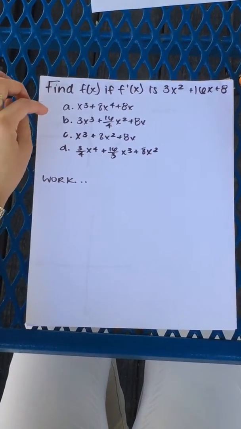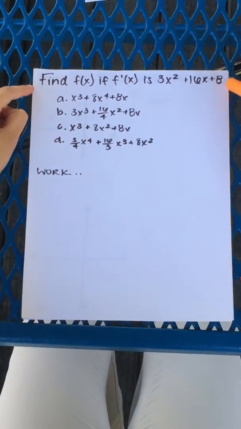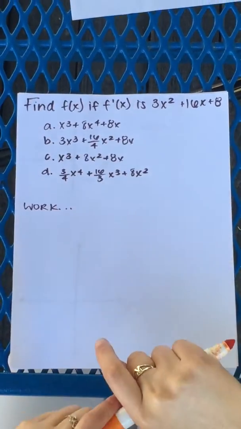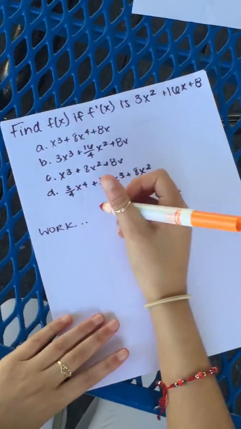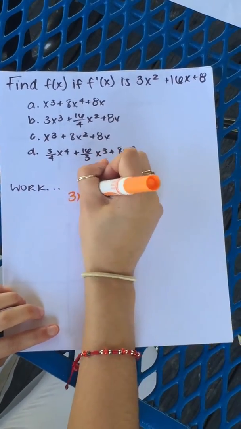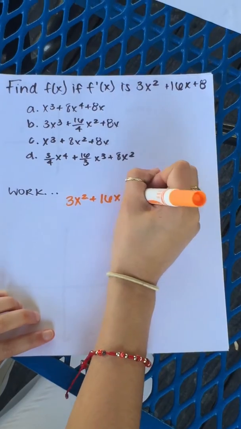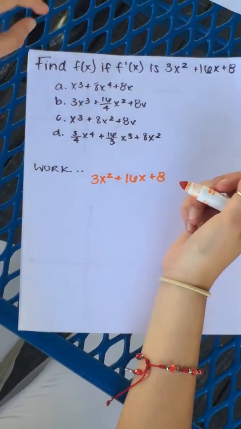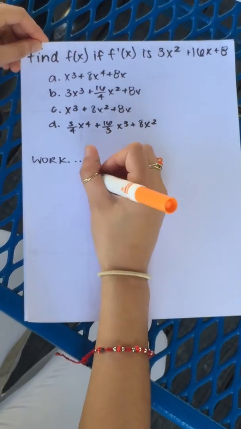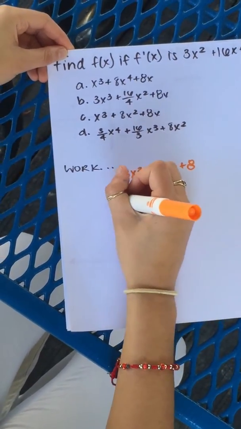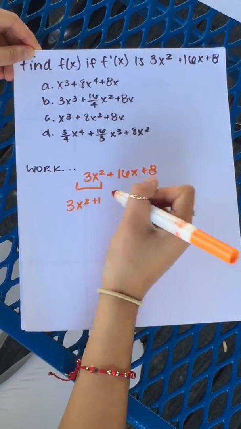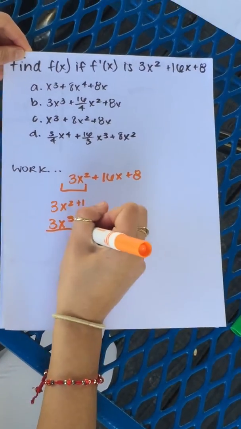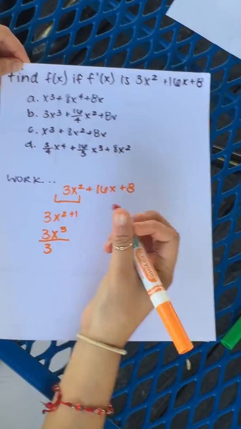8. So in order to do this and find f of x, we gotta do the antiderivative. So let's do our work. We gotta rewrite our problem, which is 3x squared plus 16x plus 8. To find the antiderivative, we have to add 1 to the power. So in this situation, the first term is going to be 3x squared plus 1, which is going to be 3x to the third divided by the power, which is 3.